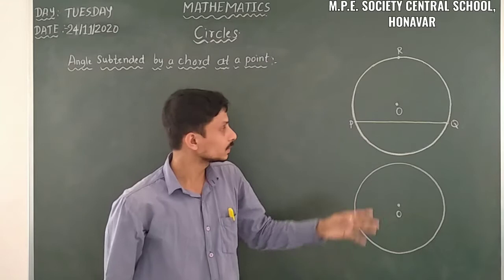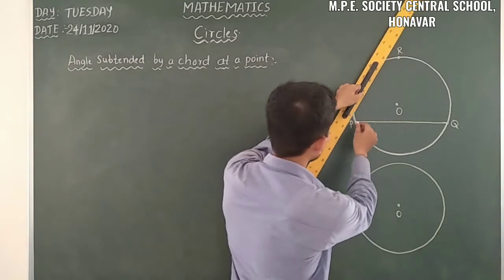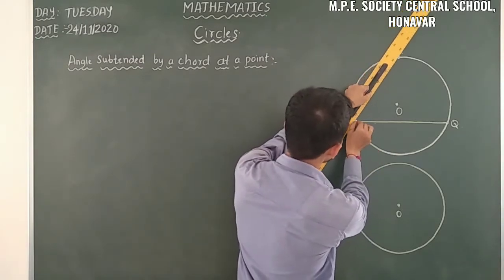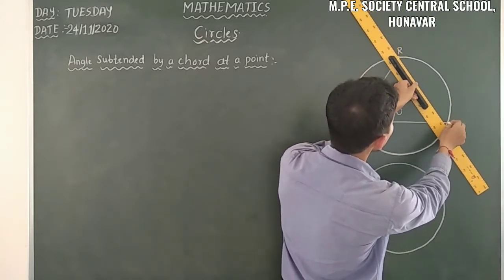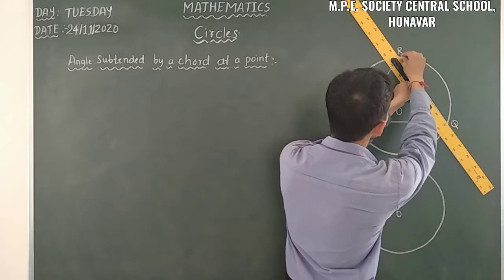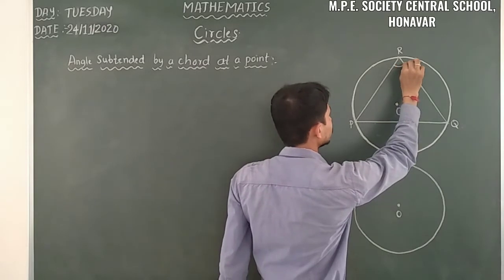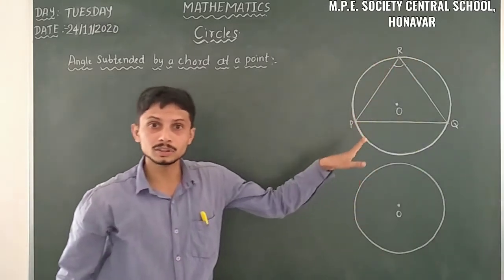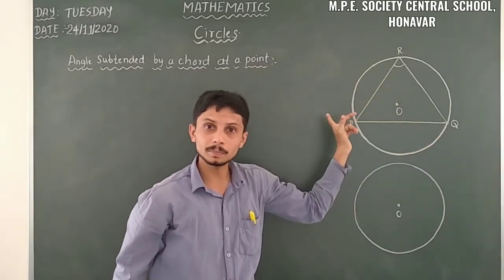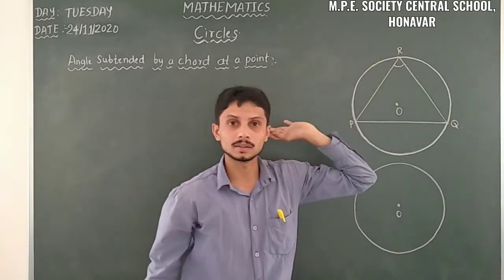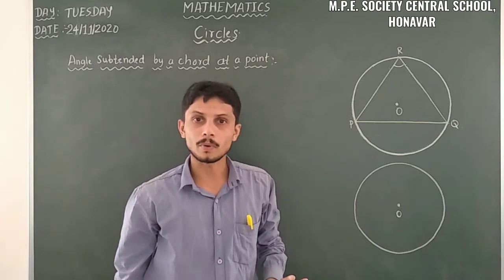After that, we have to join PR and QR here. And this angle PRQ is an angle subtended by the chord PQ at the point R. So this is the meaning of angle subtended by a chord at a point.